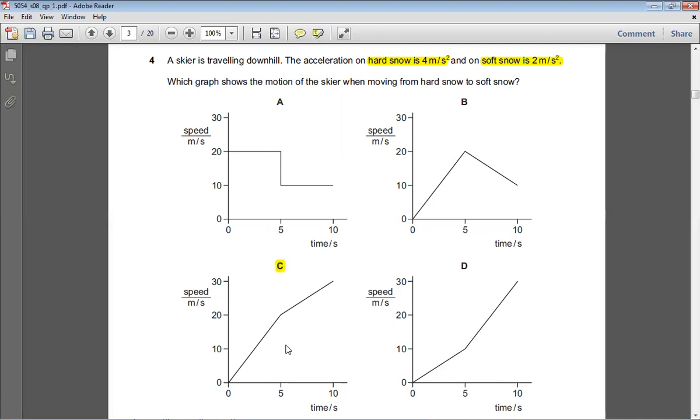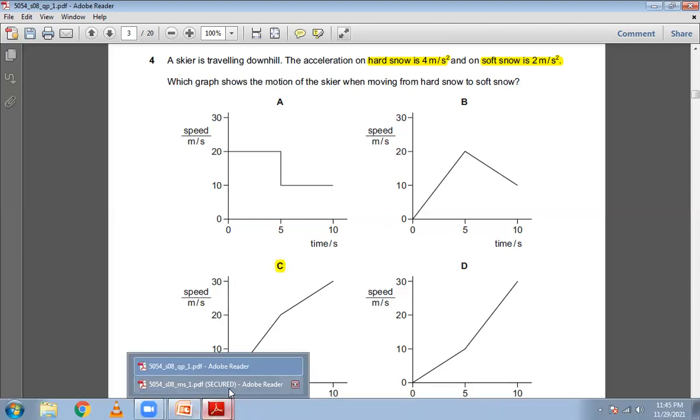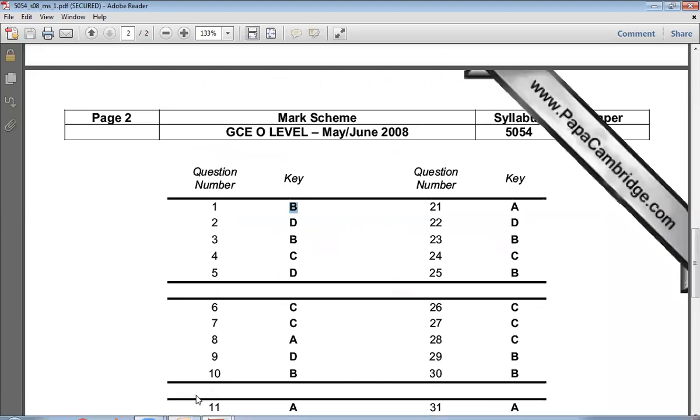You can see that here the gradient is larger compared to this portion, and it's positive in both portions. So here we can find the gradient: it's 20 divided by 5, and that will be 4. And from 20 to 30. So I think C is the best option. Without any doubt, C is the best option. So let's check. Question number 4, C is the right option, sir.